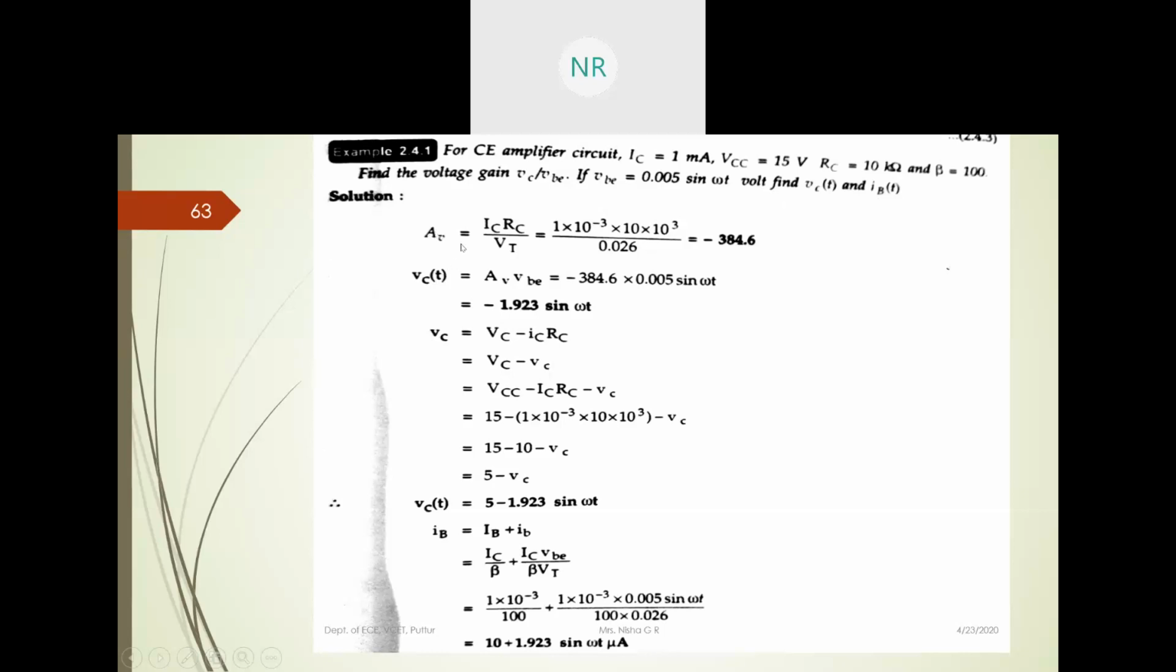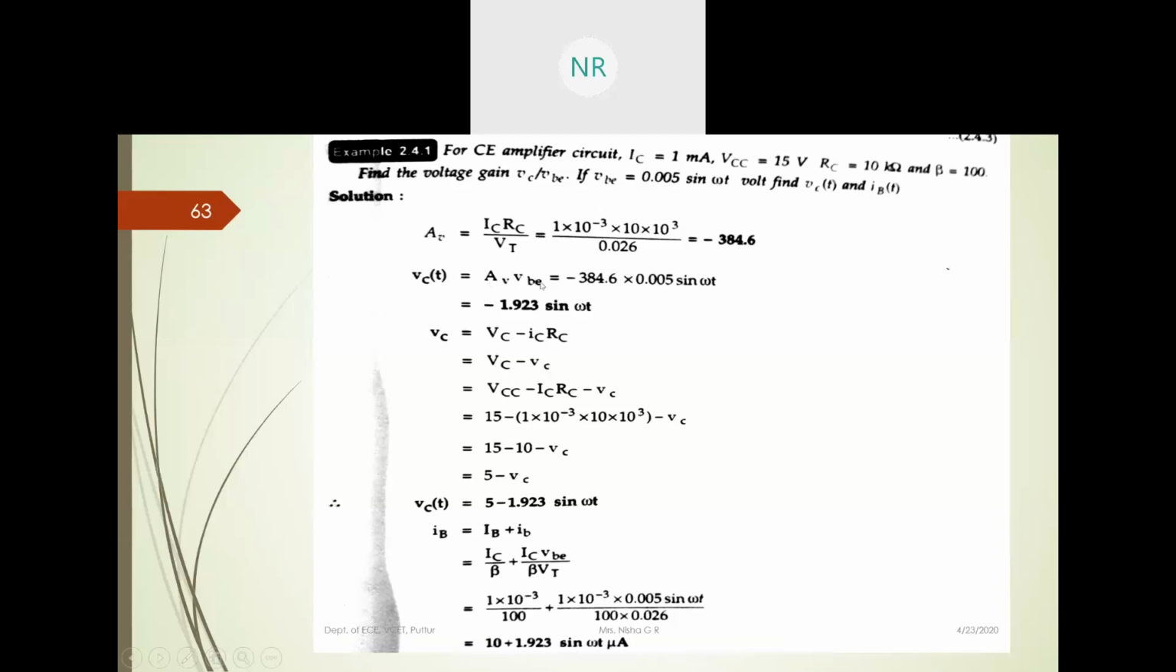So AV can be easily calculated. IC is given, RC is given, VT we know is 26 millivolt, 0.026. Substitute that and you will get this equation. You won't be getting minus, because the equation is already in terms of minus. Here they have written plus, but it is not actually plus, this is minus. So you will be getting 384.6.